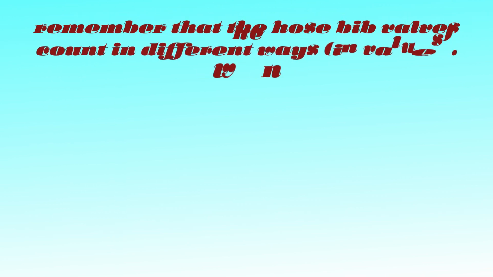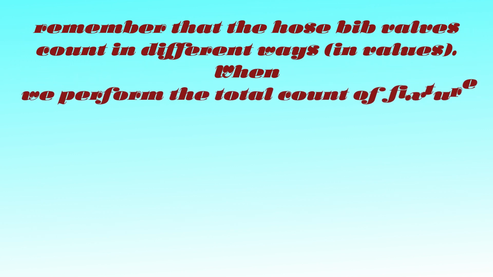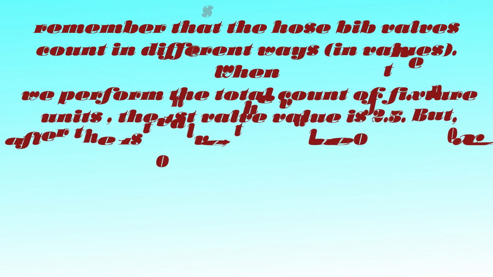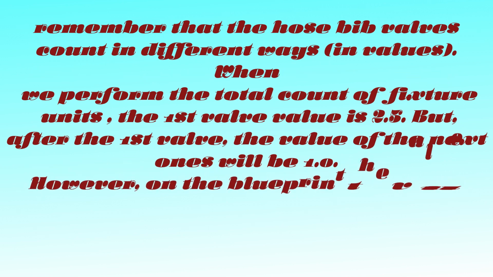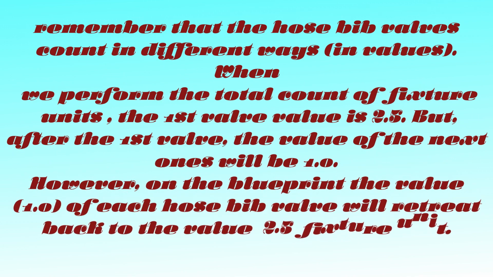Remember that the hose bib valves count in different values. When we perform the total count of fixture units, the first valve value is 2.5, but after the first valve, the value of the next ones will be 1.0. However, on the blueprint the value 1.0 of each hose bib valve will return to the value 2.5 fixture unit.